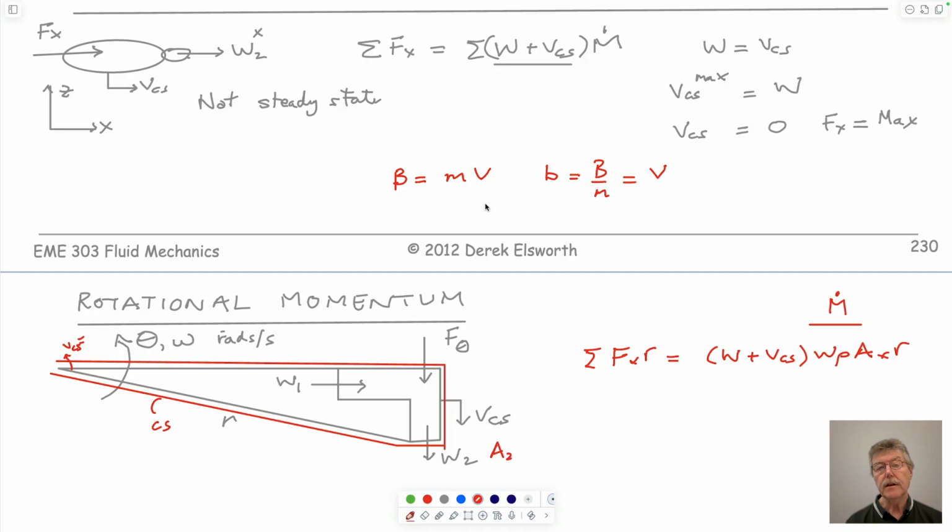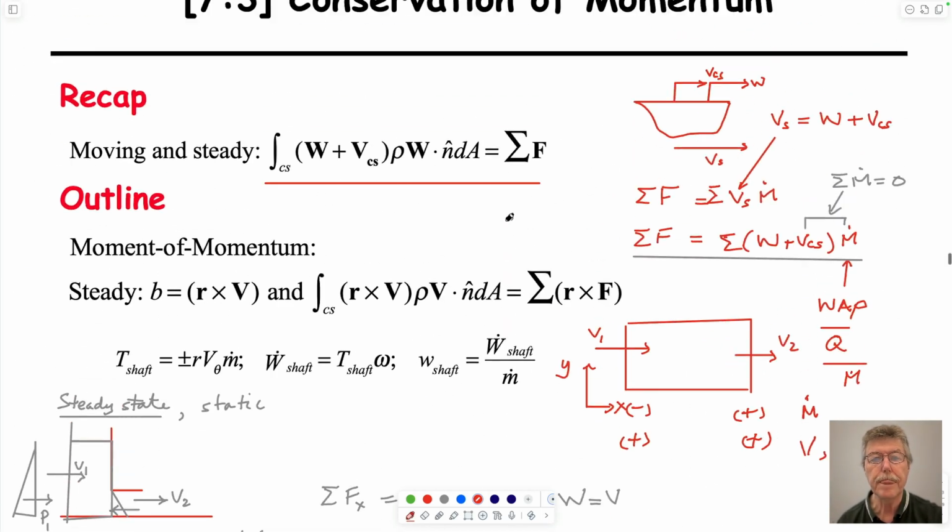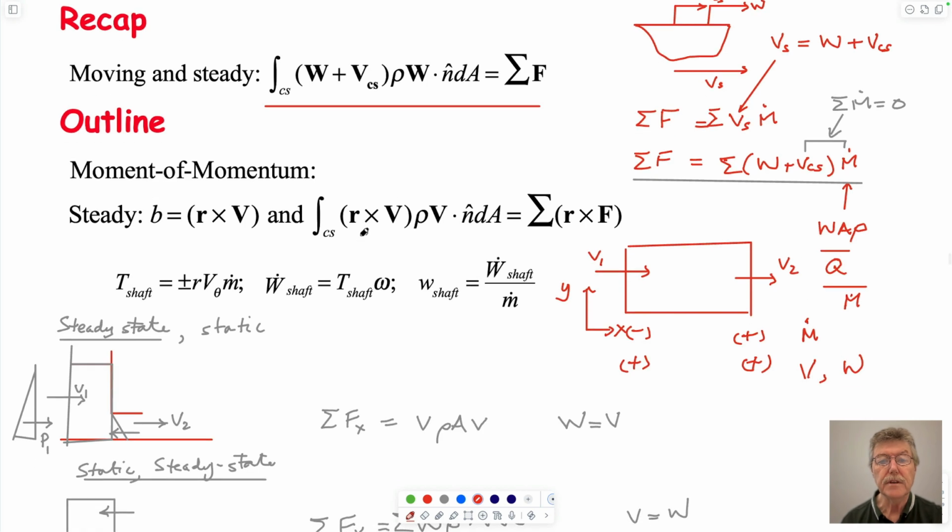If we look at rotational momentum, then we just have to multiply this by r and this by r. So if we substituted this term here into Reynolds transport theorem, I won't do it, then we'd get this term here, which is just multiplying the mass, the momentum term by r and the force term by r. That's all. Don't need to do that.